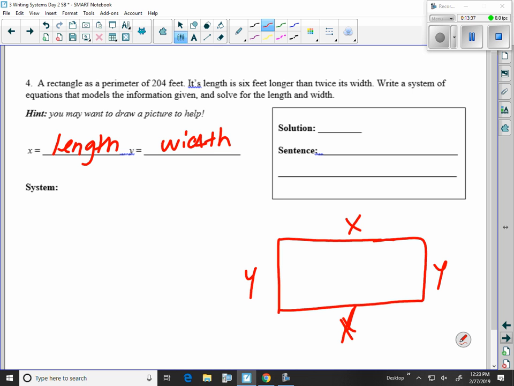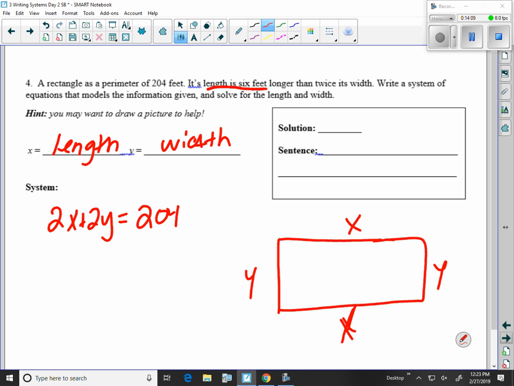So we would have X here and Y here. If we wanted the perimeter, would you agree with me that we could say 2x plus 2y equals our perimeter? Because you would take 2 x's, add 2 y's, that would be our perimeter. We tracking on that? Okay, what is our perimeter equal to? 204. That's in the directions. Guess what? You have your first equation.